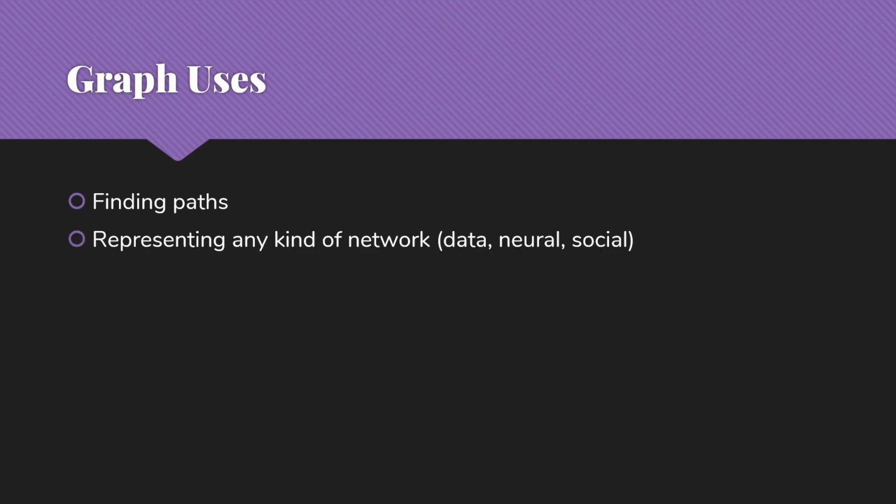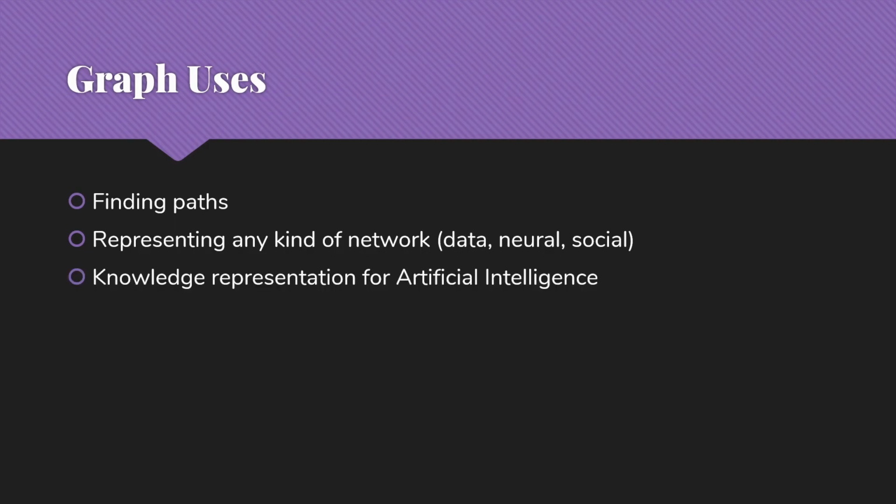Graphs get used for lots of different things. We use them for finding paths, like what's the shortest path or the quickest path from Dallas to Chicago. They can represent anything that's a kind of network. So data networks like Wi-Fi and internet, neural networks, social networks like who are you connected with, the 7 degrees of Kevin Bacon, those kinds of things.